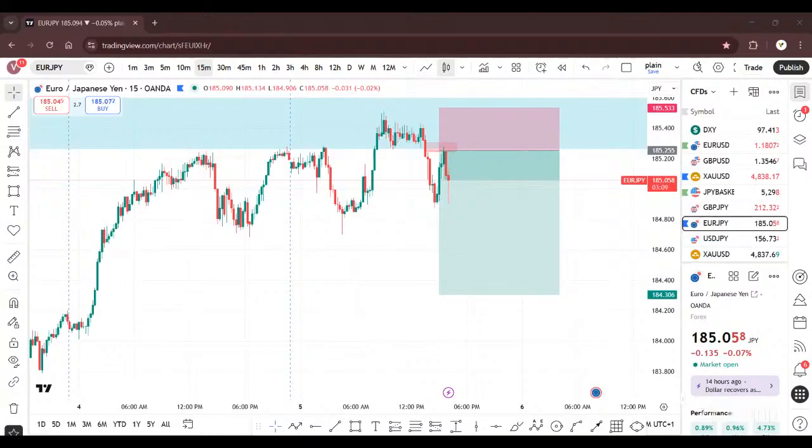Let's see how our trade plays out. We're watching the trade, and we're hoping we're able to hit our target of 82 pips as our take profit. All right, may the pips be in our favor.